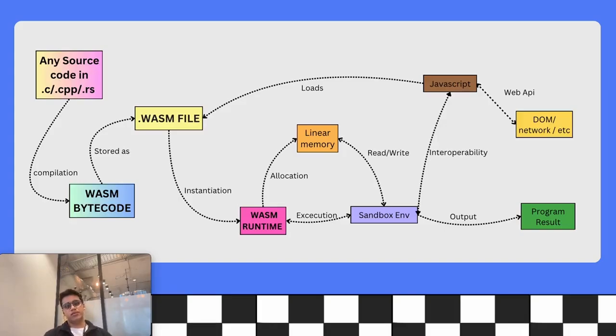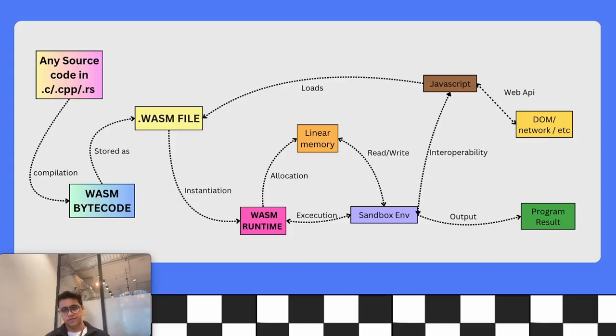And the linear memory, which we saw. WASM uses this linear memory model, which is a block of binary data, and this allows the runtime to allocate the memory, and the WASM module can read and write from it directly. One of the most crucial aspects of WebAssembly is it executes inside a sandbox environment.